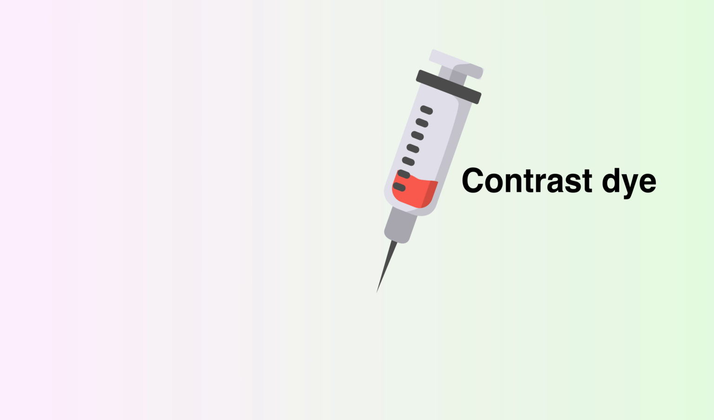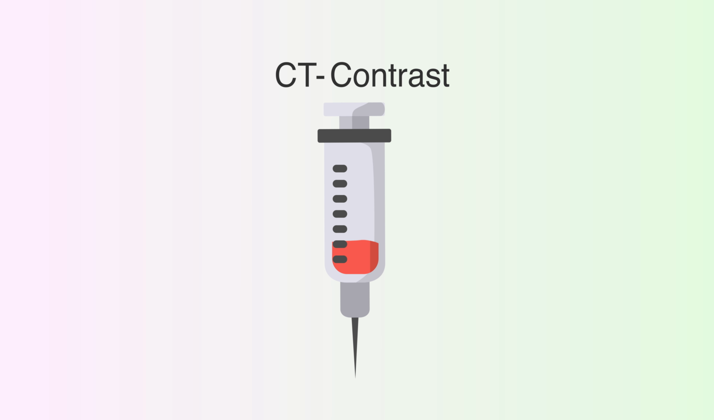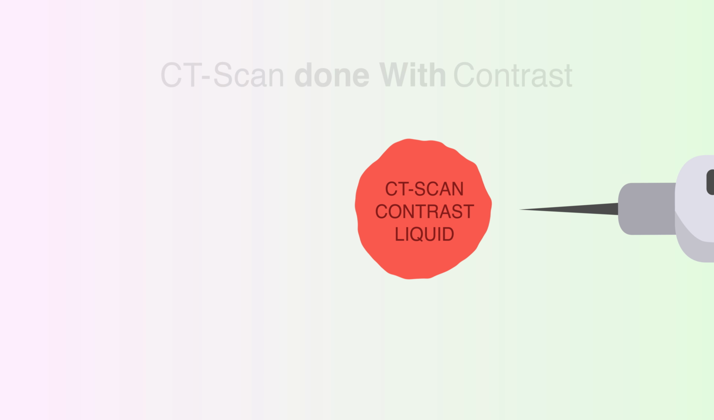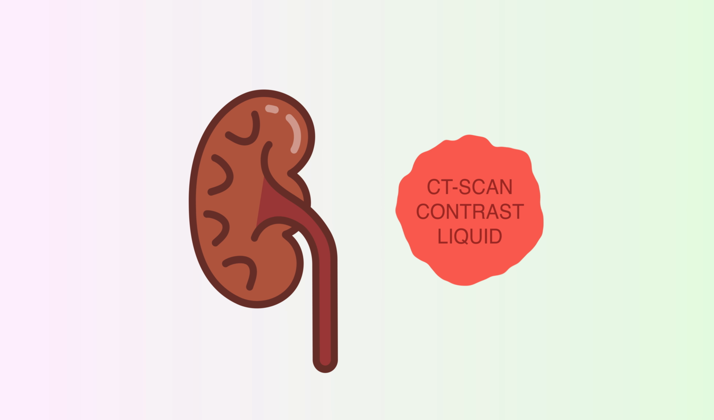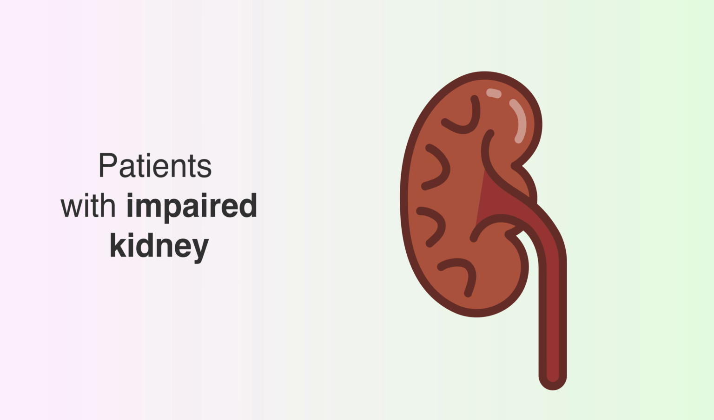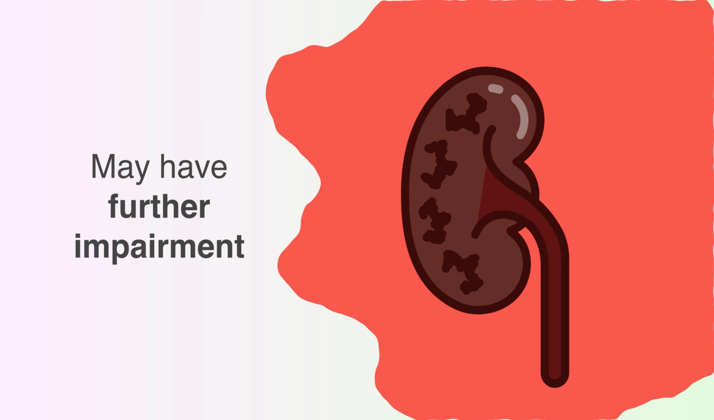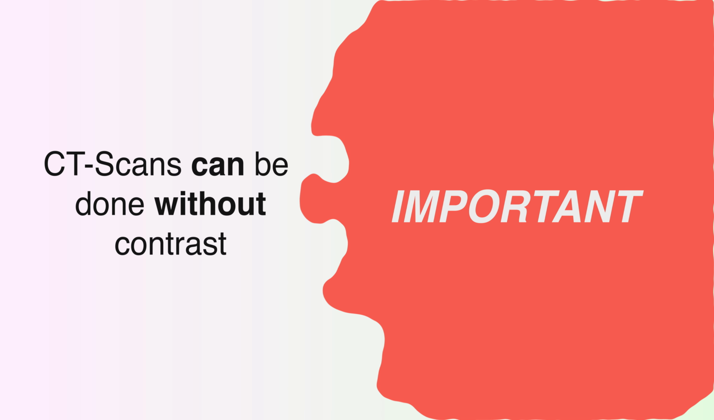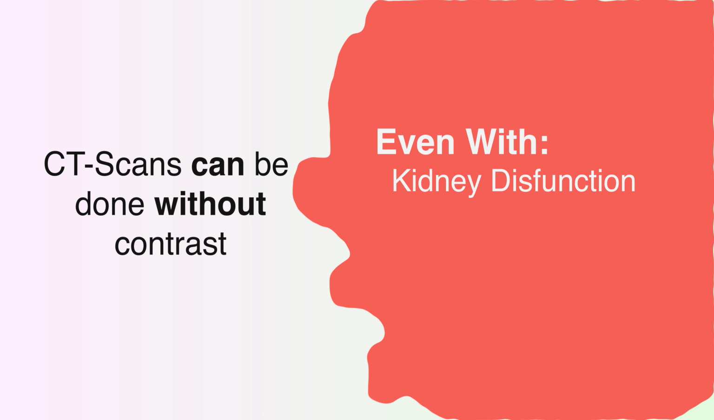The main one we worry about with contrast is CT contrast. So, a CT scan that is done with contrast. The contrast that's used for a CT scan is cleared from the kidney, so patients who have impaired kidney even before getting the contrast may be further impaired. It's important to keep in mind that CT scans can be done without contrast as well, which are completely fine to do, even with kidney dysfunction, even in patients who have dialysis.